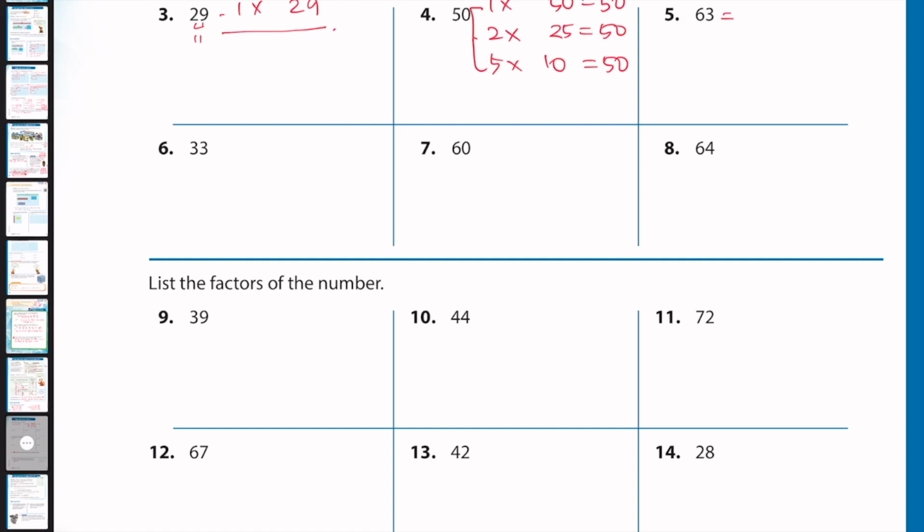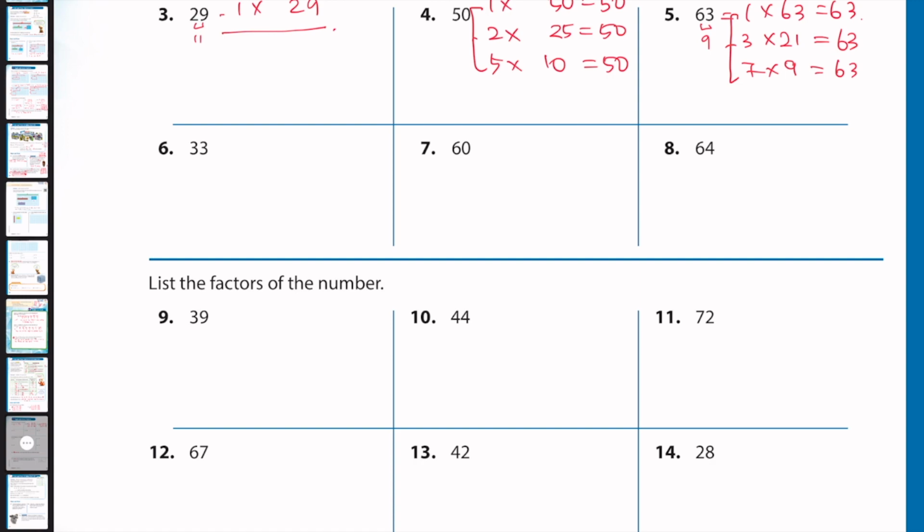This 63 is what? 1 times 63 is 63. So 1 and 63. What about 2? No, can't be. And this sum is what? 9, which is divisible by 3. So there you go. 3 can fit into 6 by 2 and 3 by 1. So 21 is what? 63. And then this is divisible by 9, which is what? 9 times 7. So 7 times 9. I want to write down the smaller number first, okay? You don't have to, but that's easier for me to remember, okay? Okay, those 3 are the pairs of factors.